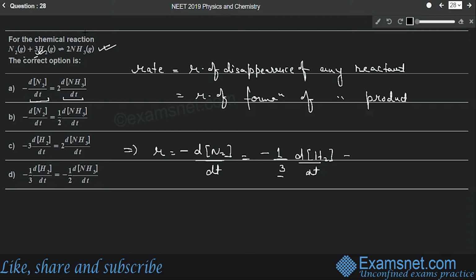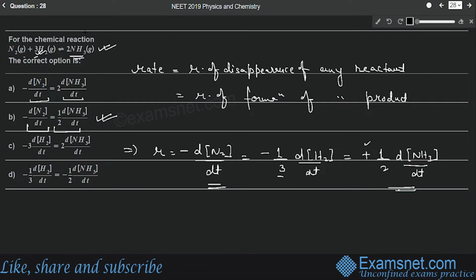Similarly, the rate will also be equal to the rate of formation of ammonia. So it will be plus 1 by 2 dNH3 by dt. This time plus sign because the amount is not reducing, it is increasing. So we can say that minus dN2 by dt will be equal to plus half dNH3 by dt. So which option will be the correct one? Option number B. This shows the correct expression. So option B is the correct answer.